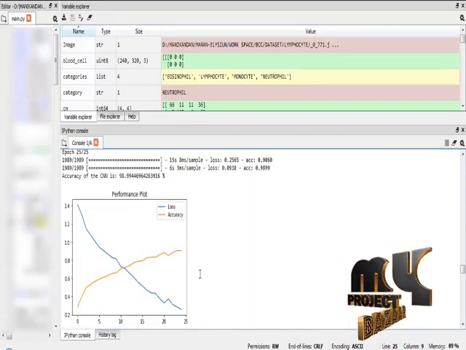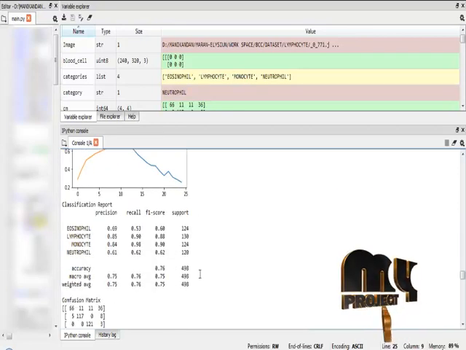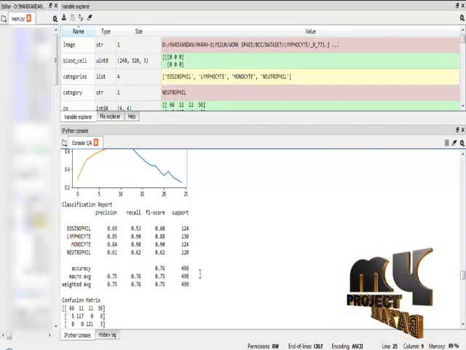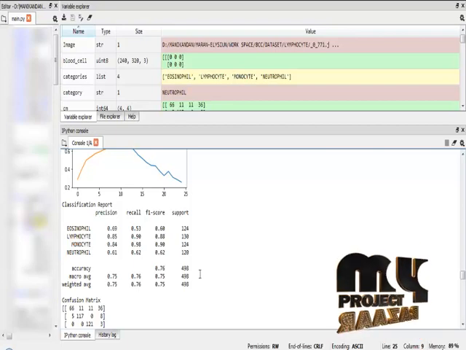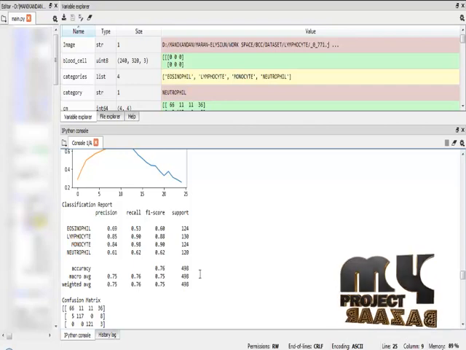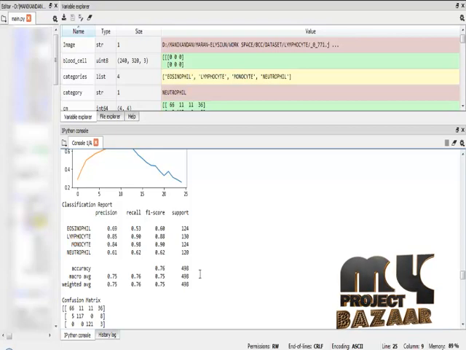And this is the performance graph of the convolutional neural network algorithm, and this is the classification report for the convolutional neural network algorithm. In the classification report, we are going to find the metrics like precision, recall, F1 score for every class. So precision means the number of correct predictions, recall means the number of correct instances of prediction, and F1 score is used to measure the test accuracy.